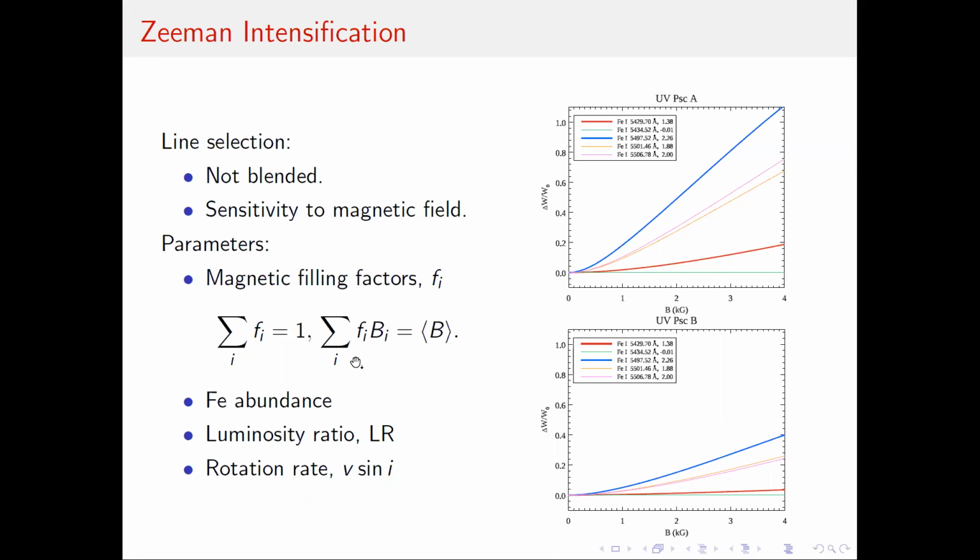And this also gives us an easy way to calculate the mean magnetic field that we obtained from the model, by simply summing the filling factor multiplied by its corresponding field strength.